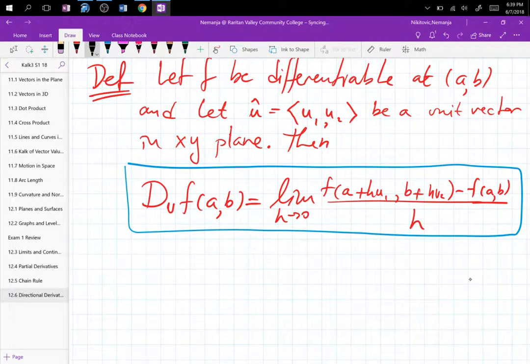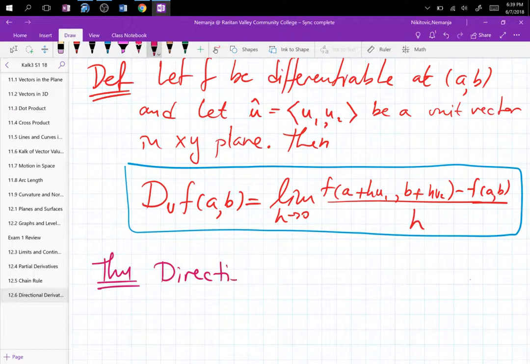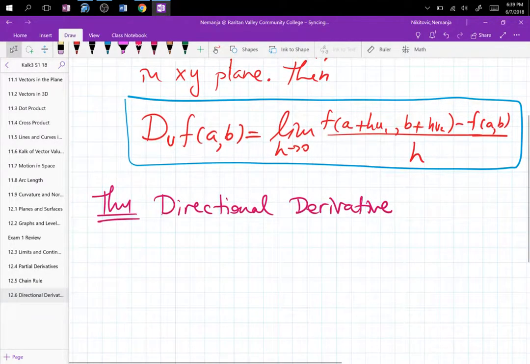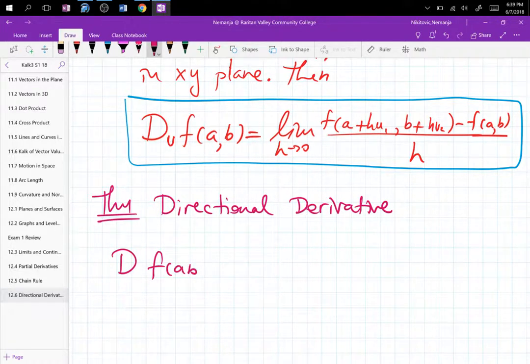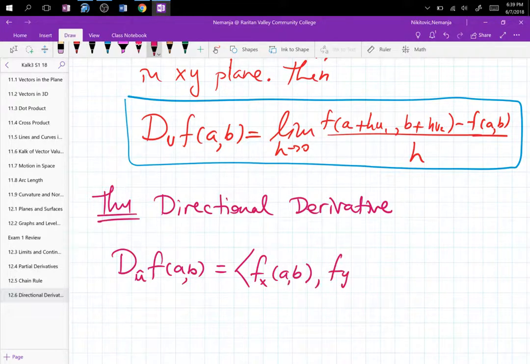Instead, we use the theorem for the directional derivative, which has the same statement as the upper one, but we just say that the directional derivative of f at (a, b) in the direction of vector u, which is the unit vector, so I put the hat rather than the arrow, is going to be the partial derivative with respect to x computed at (a, b), comma, the partial derivative with respect to y computed at (a, b), dotted with the unit vector (u1, u2).